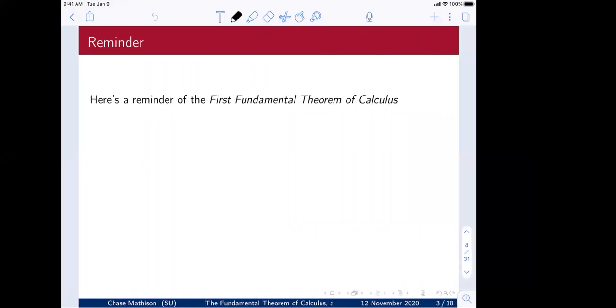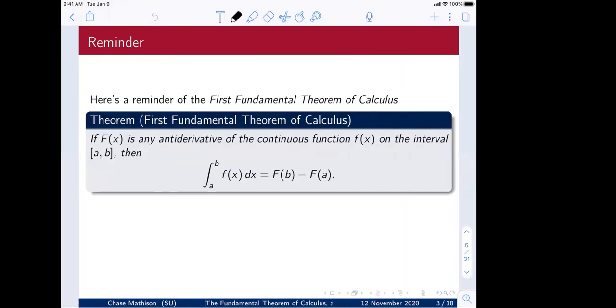All right, so here's a reminder of the first fundamental theorem of calculus. If capital F is any antiderivative of the continuous function little f of x on the interval a to b, then the integral from a to b of little f of x is equal to capital F of b minus capital F of a. So this can be any antiderivative. So when you're doing a definite integral, you don't need the plus c.